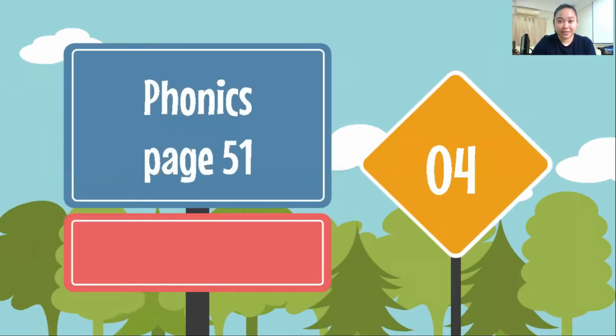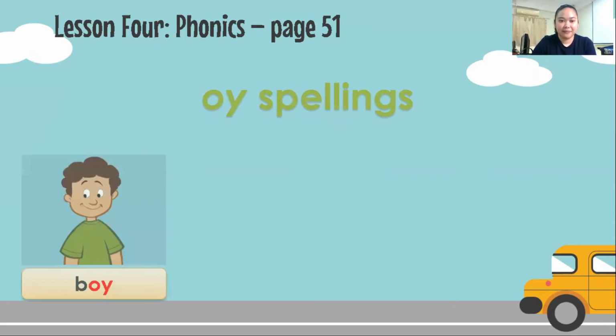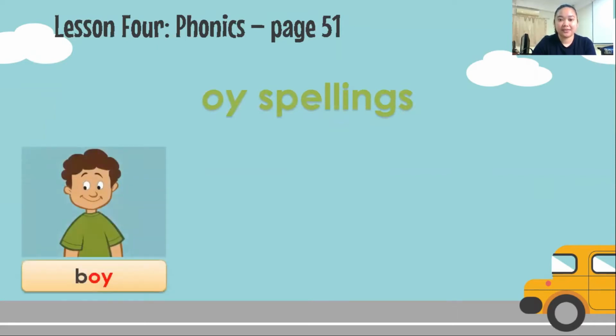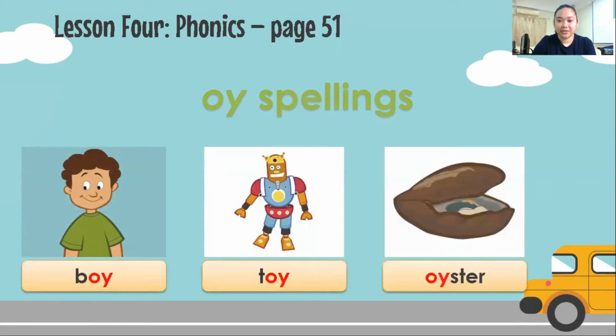We are now on lesson 4, phonics, page 51. And we are going to learn the OY and OI spellings. Let's start with OY spellings. These are the words with OY spellings. We have boy, toy, oyster. Boy, toy, oyster. These are the words with the OY spelling.